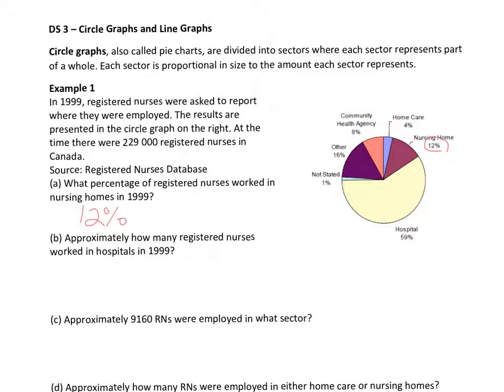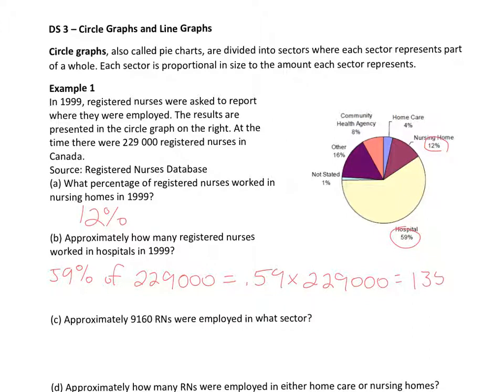Approximately how many registered nurses worked in hospitals in 1999? Well, the chart doesn't tell us how many. We have to do a bit of math to do that. So let's look at hospitals is 59%. So really we want 59% of the 229,000 nurses. So we'll turn our percent to a decimal and multiply by 229,000. And we get 135,110 RNs.